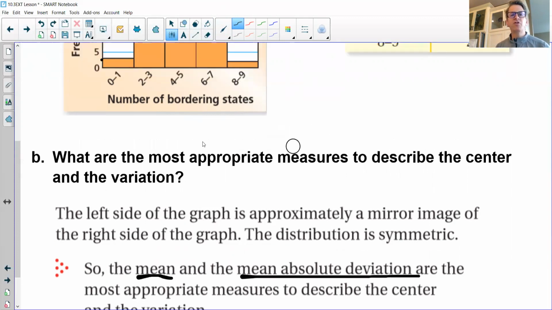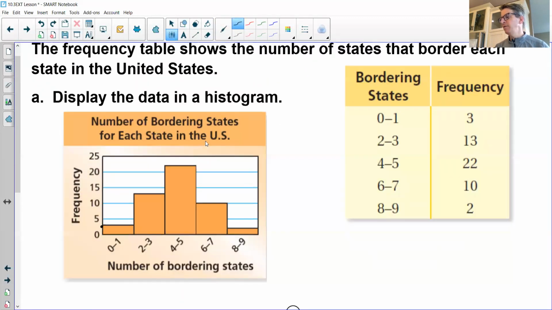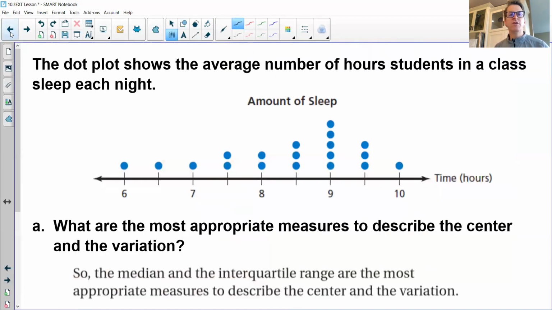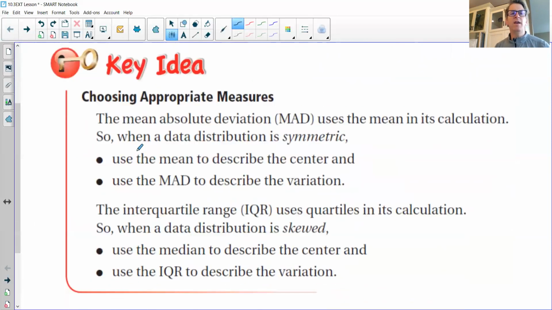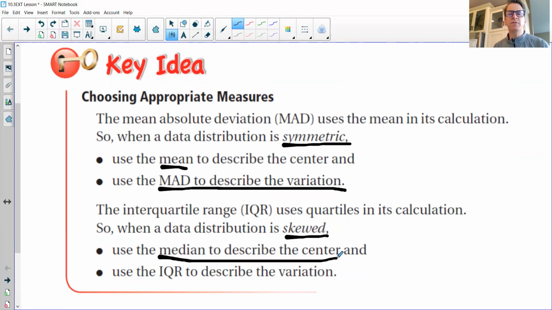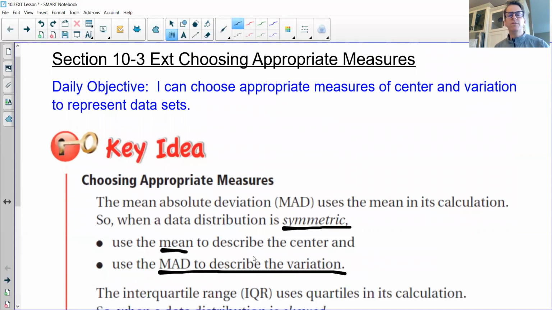So as I mentioned, this is a very short little video today on 10.3 extension, which is choosing the appropriate measure. And what you're going to want to remember from this lesson today is that if you have data that is symmetric, you want to use the mean to describe the center, and you're going to want to use the MAD to describe the variation. And if you have some data that is skewed, we're going to use the median to describe the center, and then we're going to use the IQR to describe the variation. So hopefully this video was helpful.